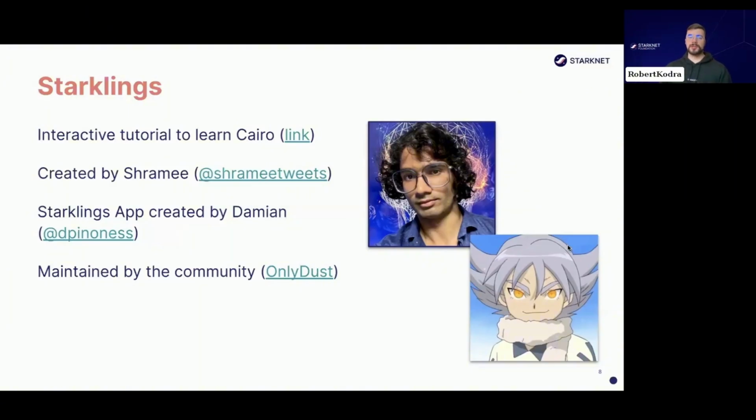Now we have something. Initially this was a GitHub repository that you had to clone and then install different dependencies. But we have something called the Starklings app, which handles all of this process. It's basically a web app that you get on and then you just start coding. This was created by Damien, the image below.